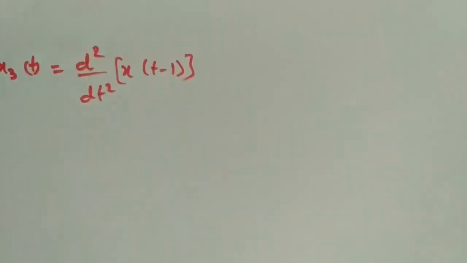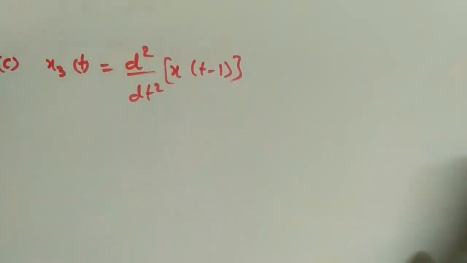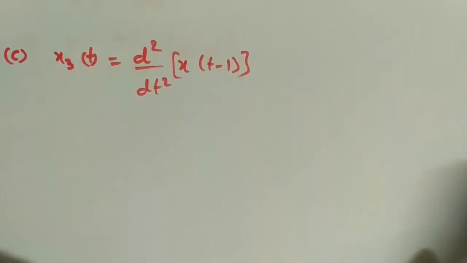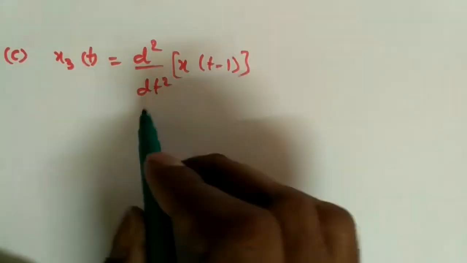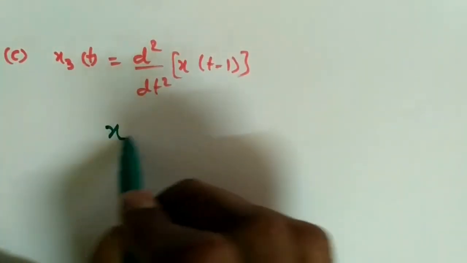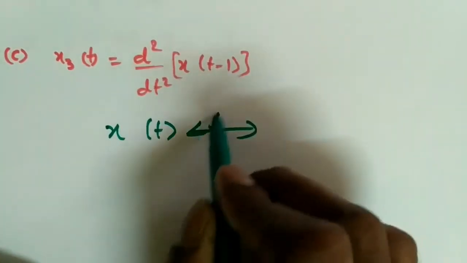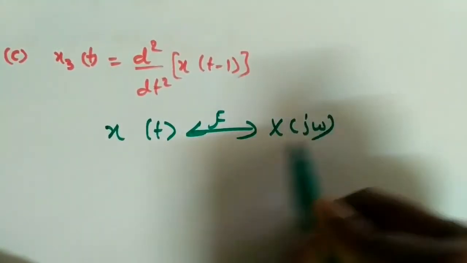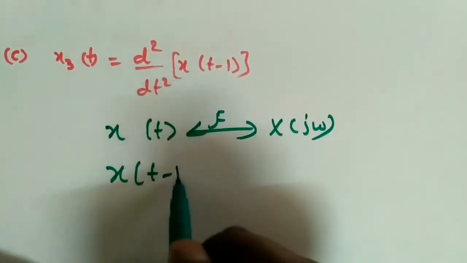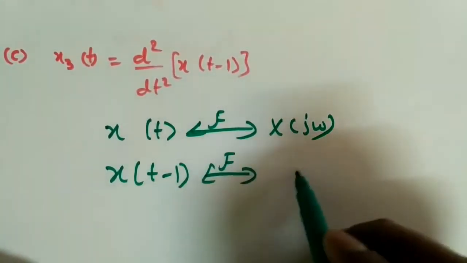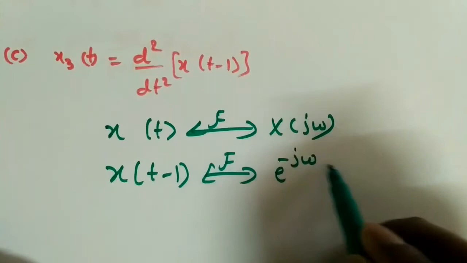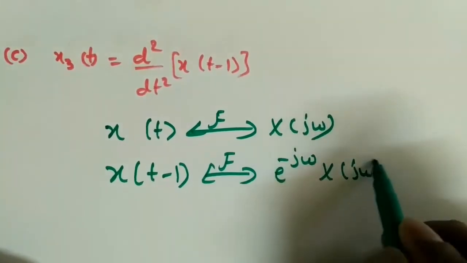Now the third one, x of 3 of t is equal to d squared by dt squared of x of t minus 1. So the differentiation property: first, what is x of t? The Fourier transform is x of j omega. Then we will do the shifting version, x of t minus 1. The Fourier transform is e power minus j omega into x of j omega.